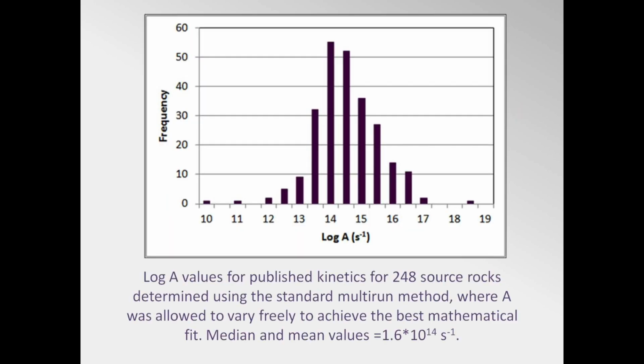This histogram represents a compendium of the logs of A factors obtained from about 250 kerogens from published sources. These were all obtained using multi-run kinetics with the A factor varying freely. We can see there's a very wide range of A factors, nearly 10 orders of magnitude, but that most of them would fall within about 2 orders of magnitude of the mean, which is about 1.6E14.